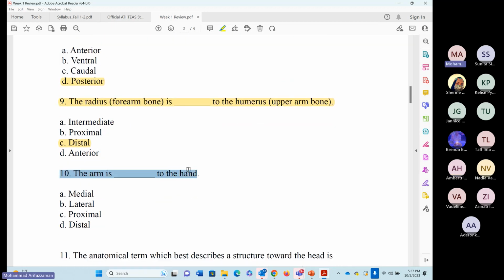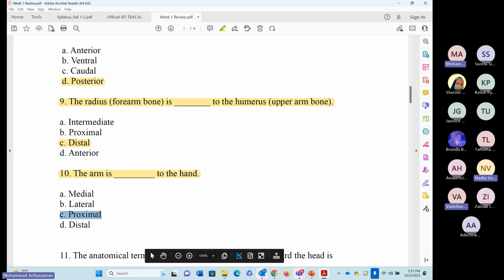The arm is proximal to the hand. Yes, correct. Proximal means close. So the arm is proximal to the hand. Proximal means near and distal means away.